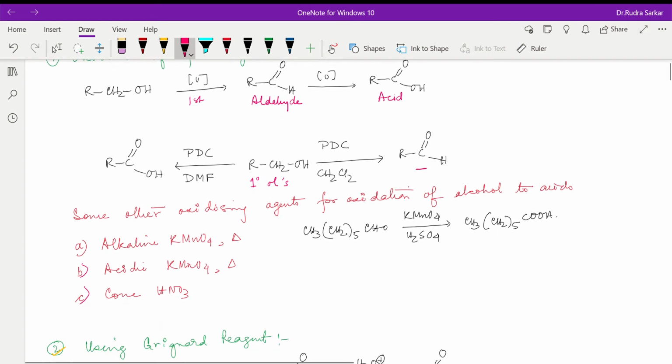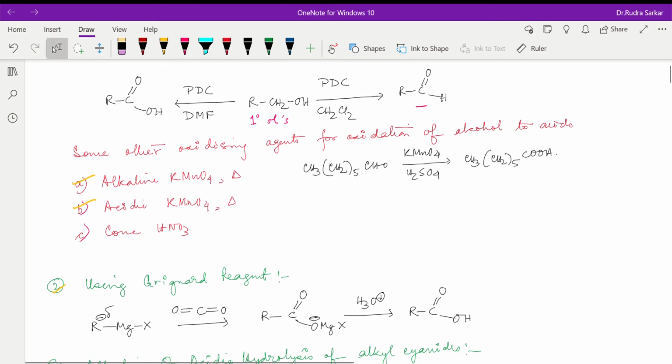Now, other oxidizing agents can be alkaline KMnO4 in presence of heat. It can be acidic KMnO4 or even the oxoacid nitric acid can be used for oxidizing. Here is one example in which we are oxidizing aldehyde in the presence of acidic KMnO4 to the acid.